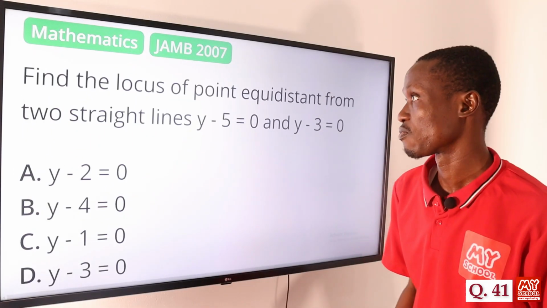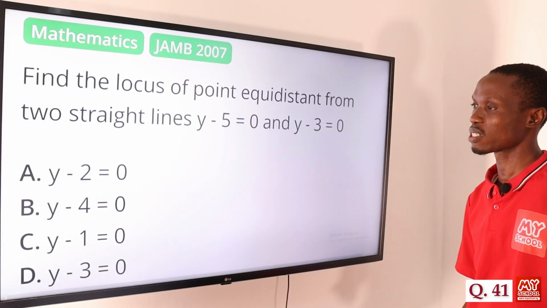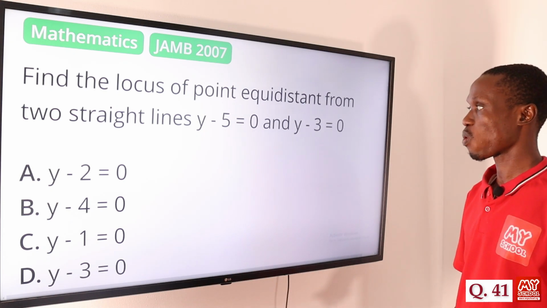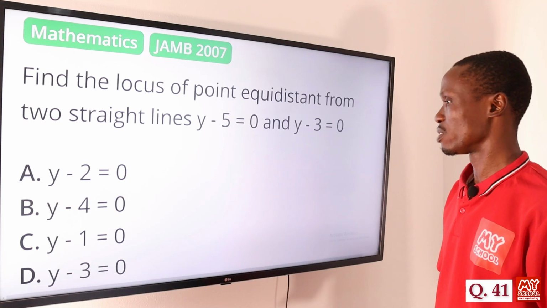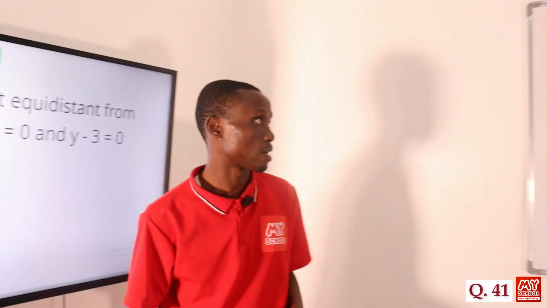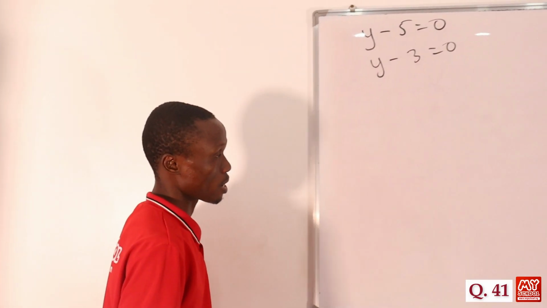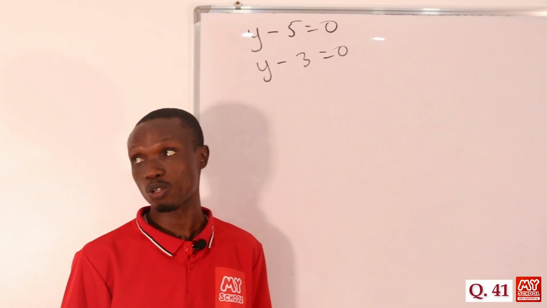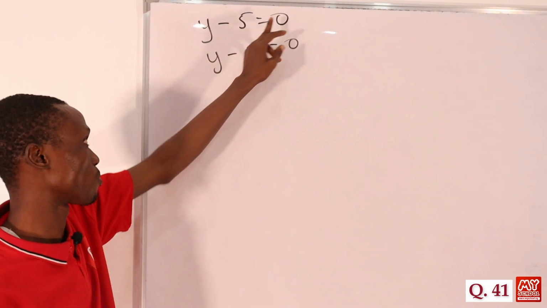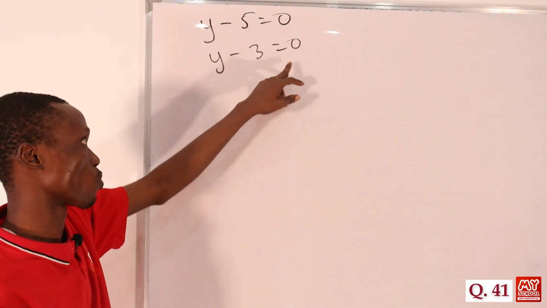Question 41. Find the locus of points equidistant from two straight lines: y minus 5 is equal to 0 and y minus 3 is equal to 0. So let's move over to the board to provide the answer to this question. We are asked to calculate the locus of a point equidistant from two straight lines: y minus 5 is equal to 0 and y minus 3 is equal to 0.